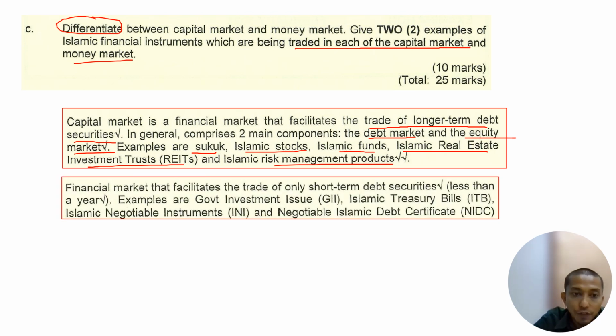Meanwhile, the money market facilitates the trade of only short-term debt securities, which are less than a year. Examples are government investment issues, Islamic treasury bills, Islamic negotiable instruments, and negotiable Islamic debt certificates.